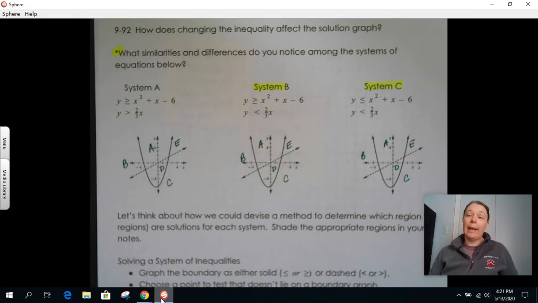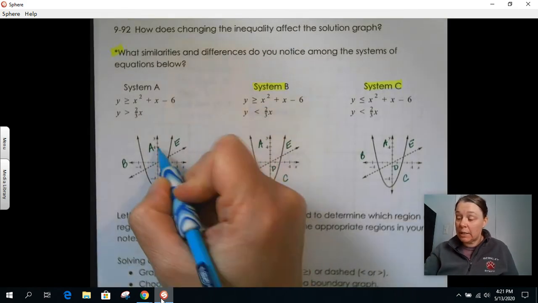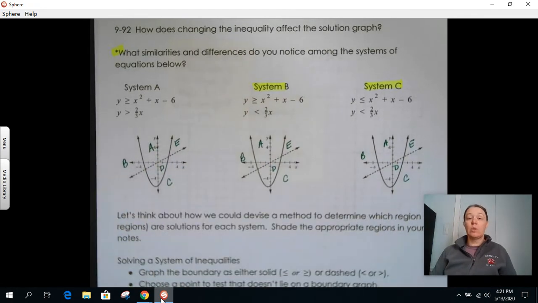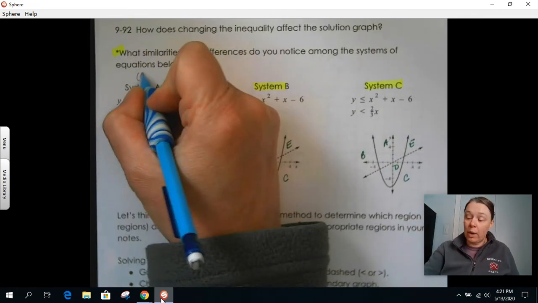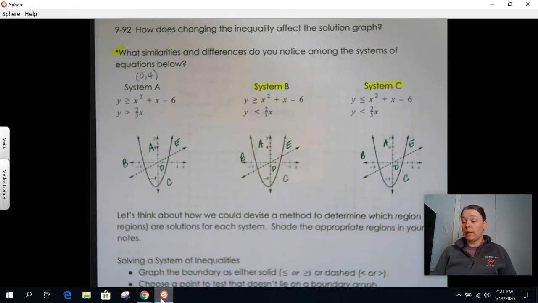So I already know I can't pick 0, 0. And I really can pick the same point for all of them. I just need to look at them a little bit differently. So I'm going to pick, it literally doesn't matter. I'm going to pick something involving a 0 though, because it's faster. And I'm going to pick 0, 4 because I picked that a minute ago and that was pretty easy to work with.